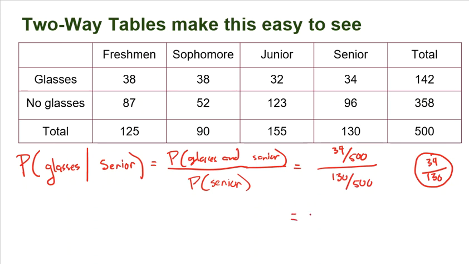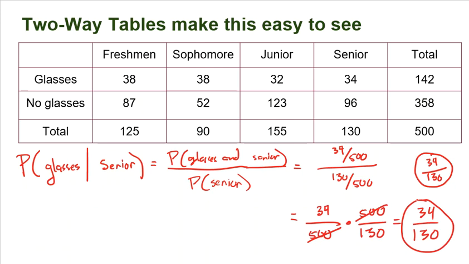Now watch this. Hopefully you know a little bit of algebra, because when you divide fractions, that's the same as multiplying by the reciprocal. So if I take the numerator, 34 out of 500, and instead of dividing, I multiply by the reciprocal, 500 out of 130, look what happens. The 500 cancels and we just get 34 out of 130, which is what we already knew the answer was. You don't need to use the formula in this situation if you understand the condition is senior, I'm only allowed to look at the 130 seniors, of them 34 wear glasses, 34 out of 130.